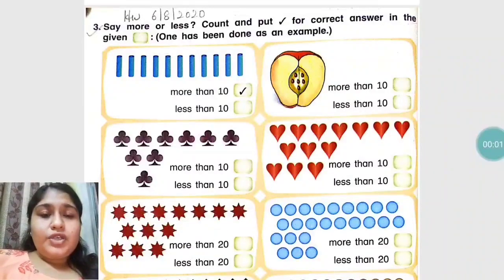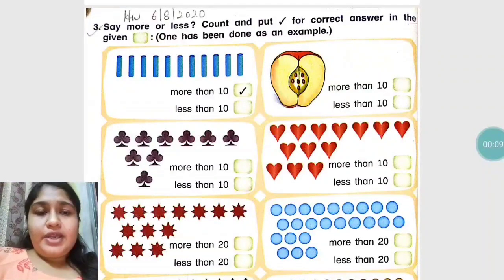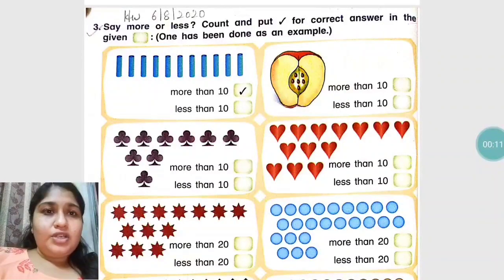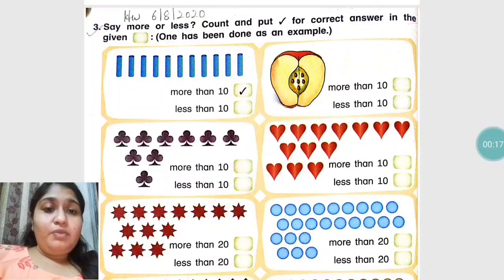Now students, question number 3, 4 and 5 is your homework. Okay. So I will just explain this and you have to do it by yourself. Now the question number 3 is say more or less. Students, different objects are given. Okay. उनके pictures दिए गए हैं. You have to count it one by one and you have to answer it कि ये 10 से ज़्यादा है या 10 से कम है.